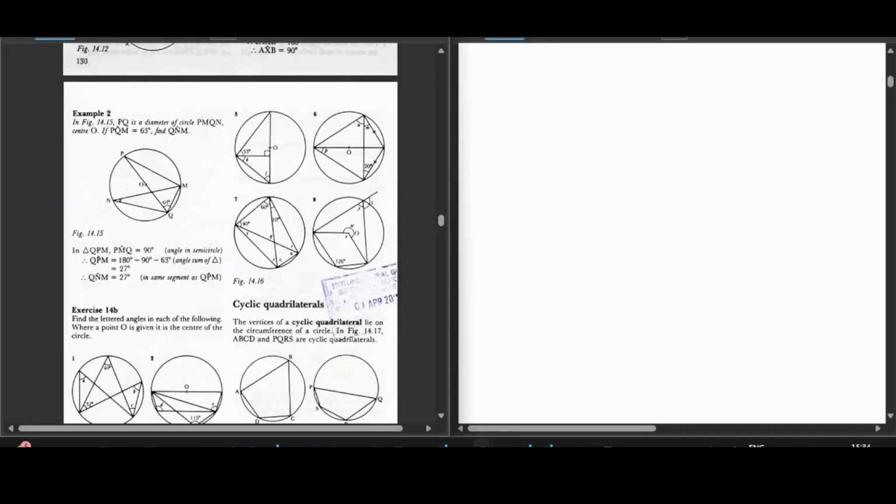Good day, good people. In today's lesson, we introduce cyclic quadrilaterals. But before we go there, let us just have a small revision of the three theorems we have learned so far.